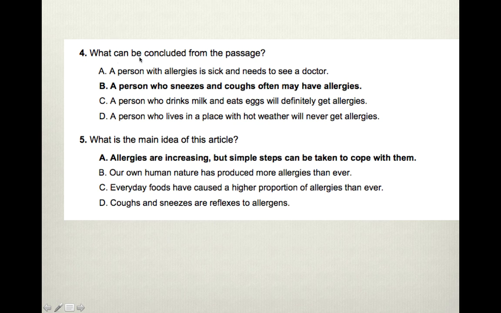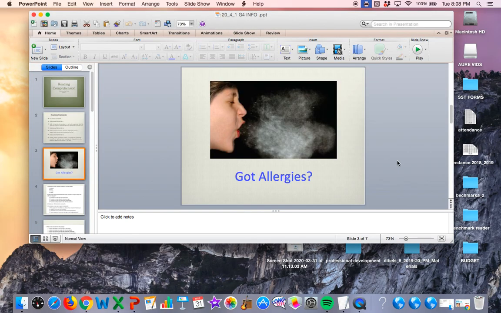Number 4, what can be concluded from the passage? What can we tell from the passage? A person who sneezes and coughs often may have allergies. Yep, we can figure that out. Number 5, what is the main idea of this article? A, allergies are increasing, but simple steps can be taken to cope with them. How did you do? I hope you got 100%.